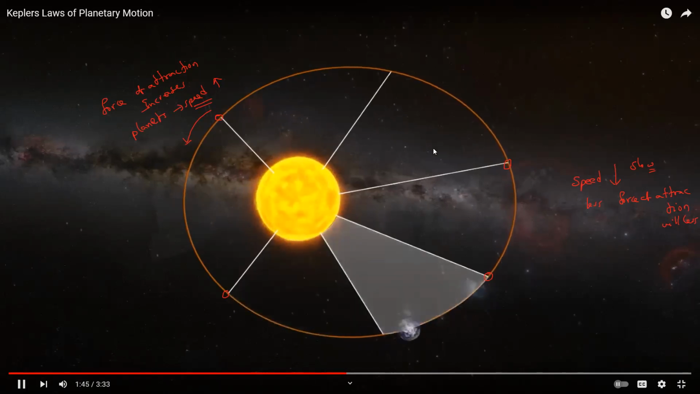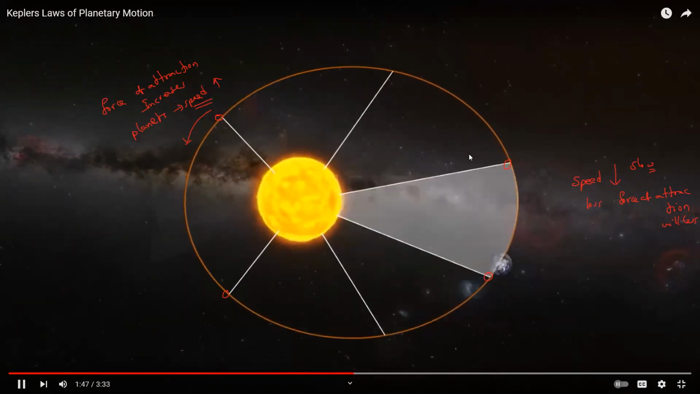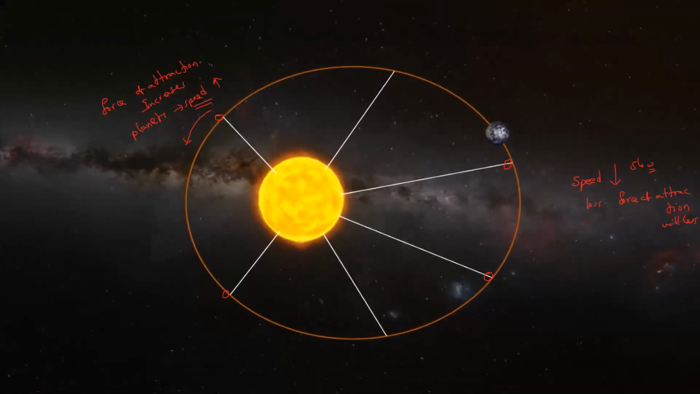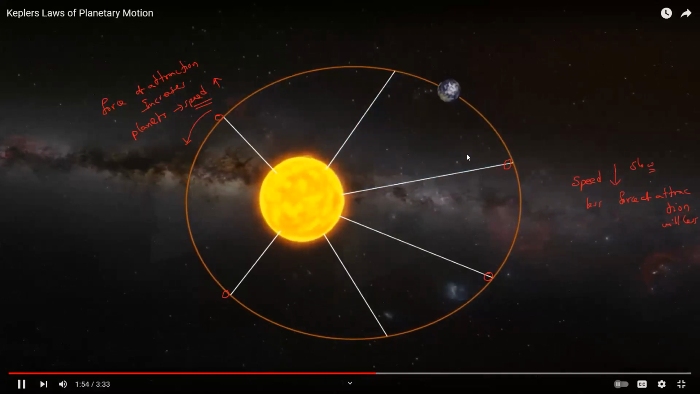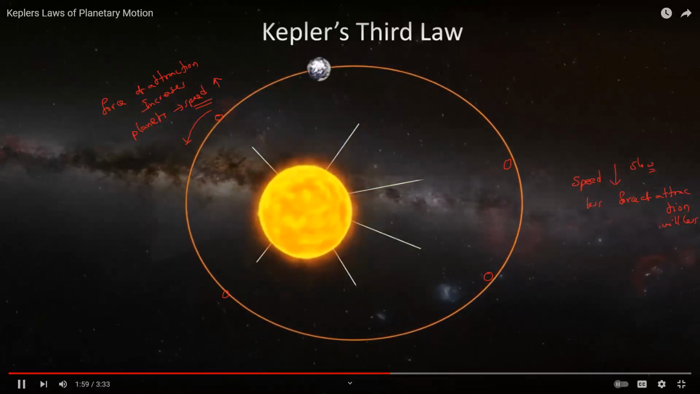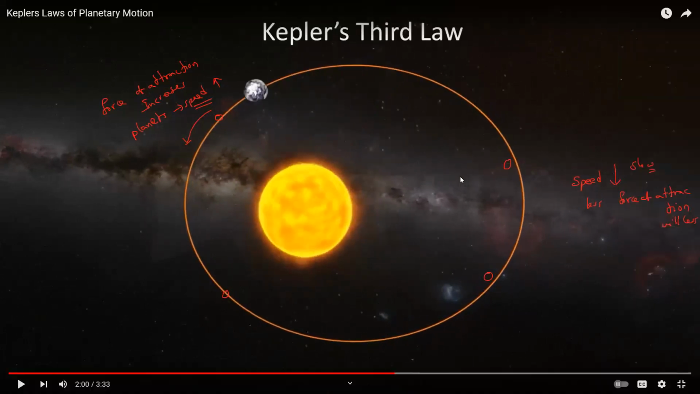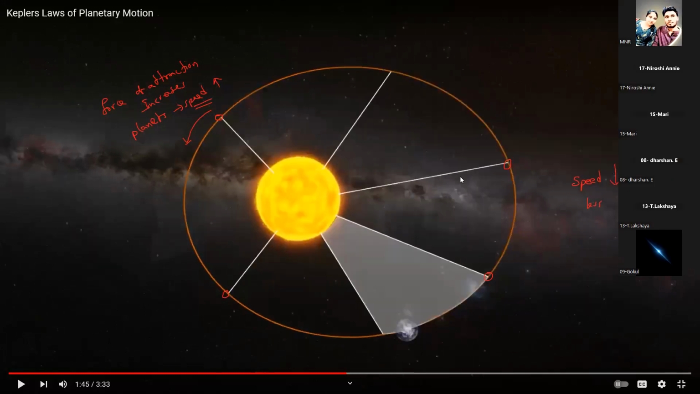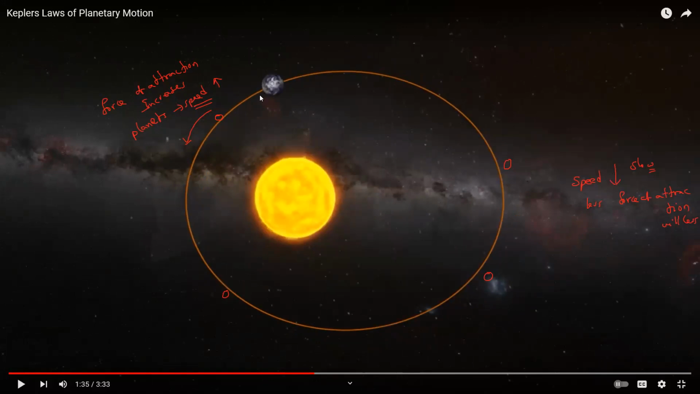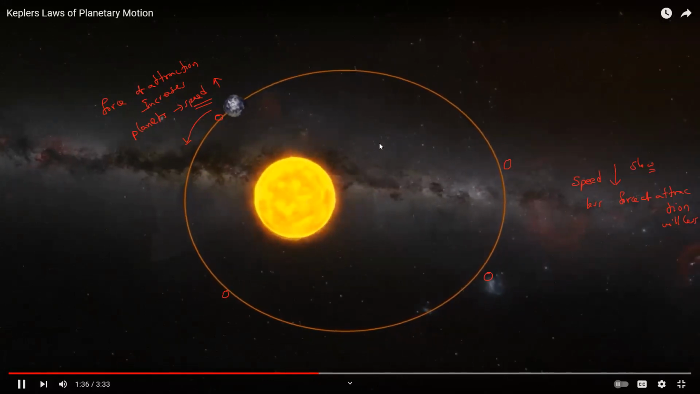The second law states that the line joining the Sun and the planet sweeps out equal areas in equal intervals of time. For example, the area swept by the Earth in March and April equals the area swept in May and June. Once again I'll repeat. All of you observe now. You can notice the motion of the planet. When it is near the Sun, it is moving faster. When it is far away, the speed is less.